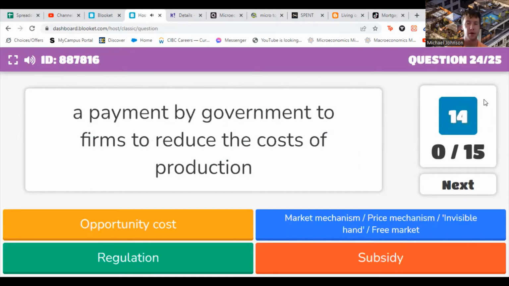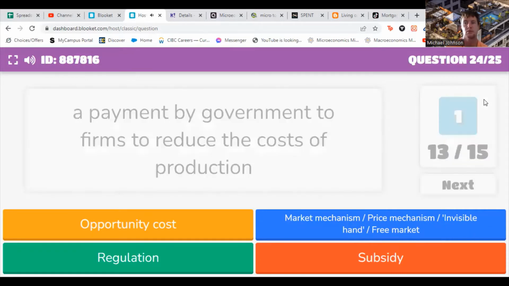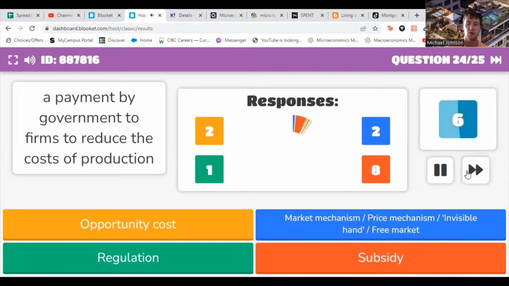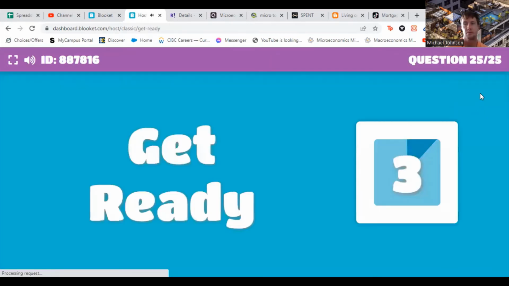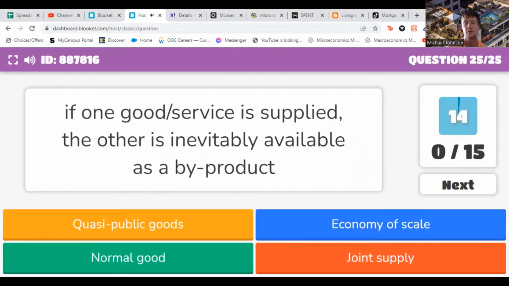Payment by government to firms to reduce the cost of production, what's that called? If one good or service is supplied, the other is inevitably available as a byproduct.